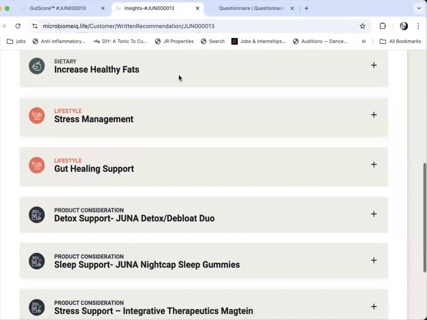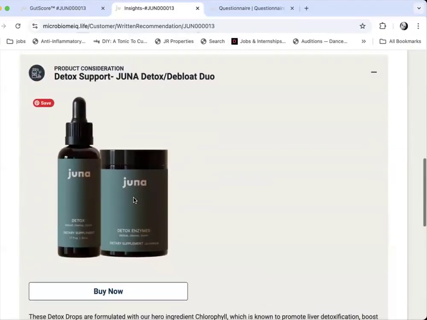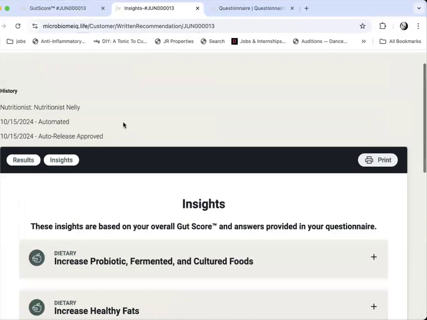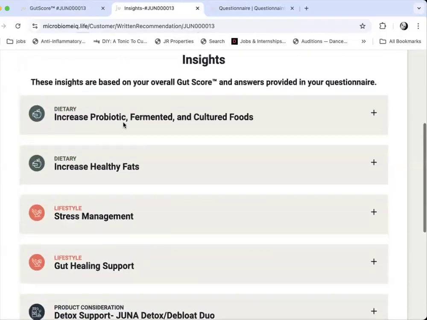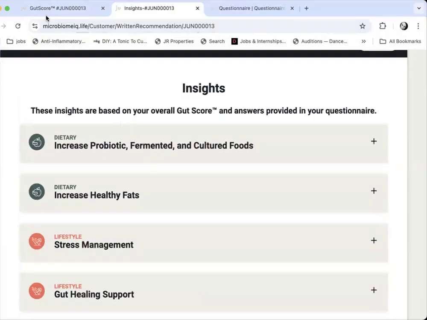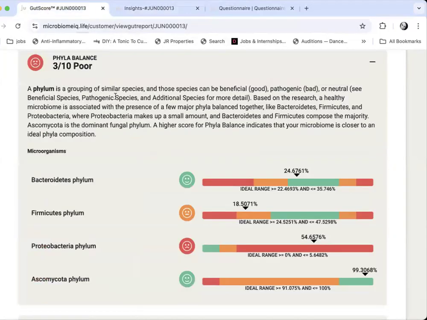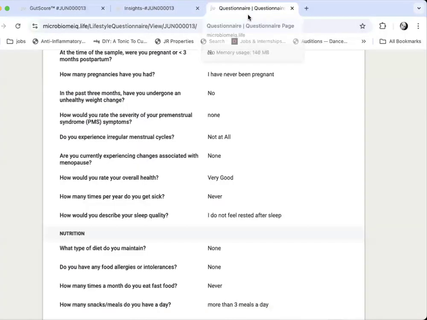Let's see. So I believe that would be it. Is there anything else that I want to say? I'll just go over this really fast. These are your insights. These are what you and your customers, clients, and patients are going to see in addition to their gut report. And like I said, these insights that are generated are pulled from information that's in their gut score or their gut report and their questionnaire.